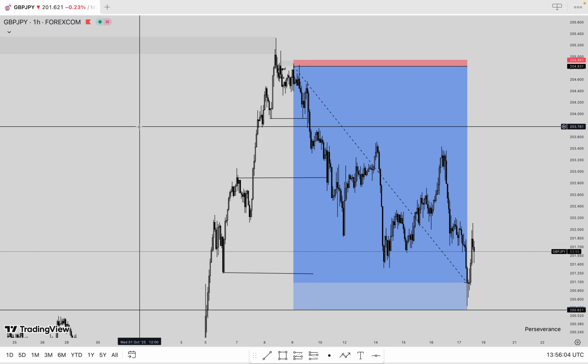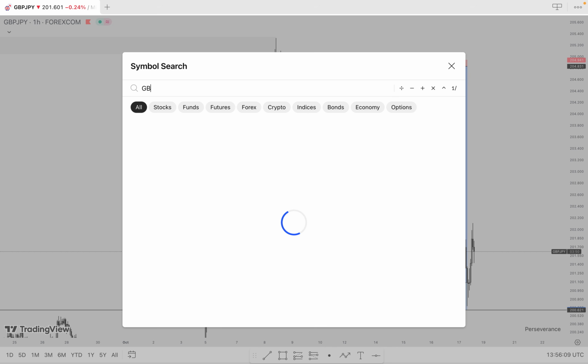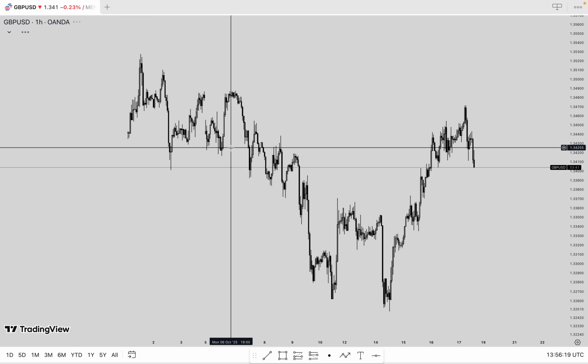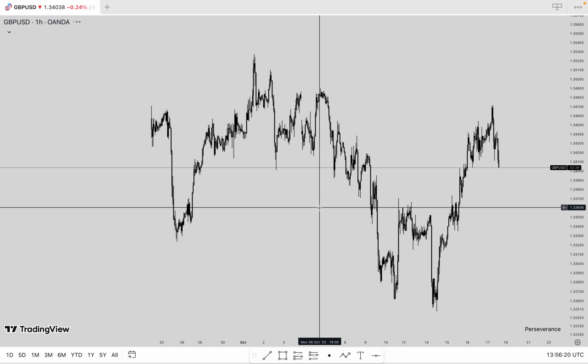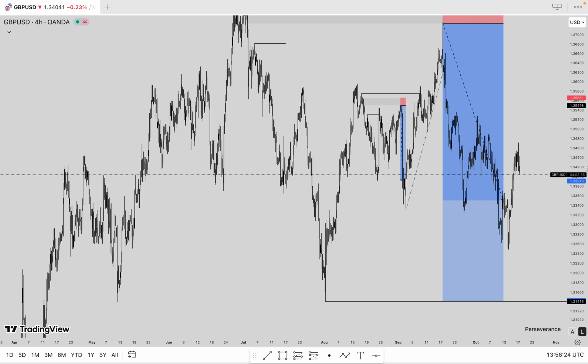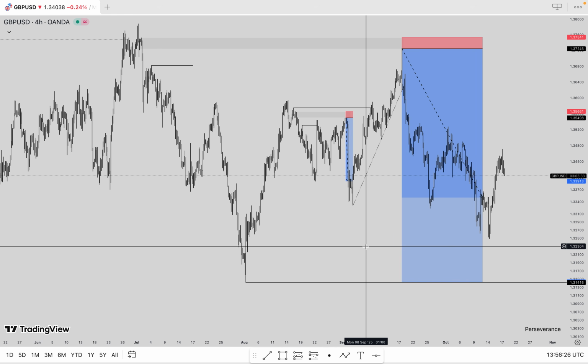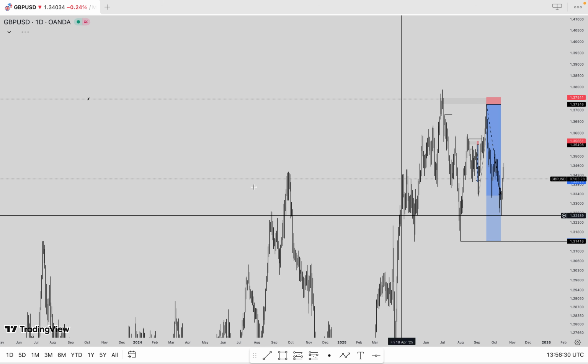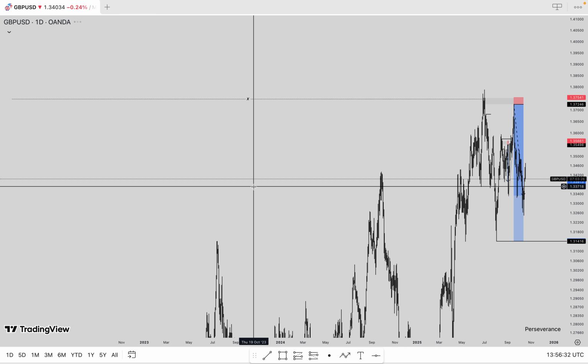Now I also have another directional bias that I analyzed on GBPUSD. Okay, GBPUSD. Now I think I analyzed this GBPUSD from the daily time frame also. The directional bias, I got it from the daily time frame.